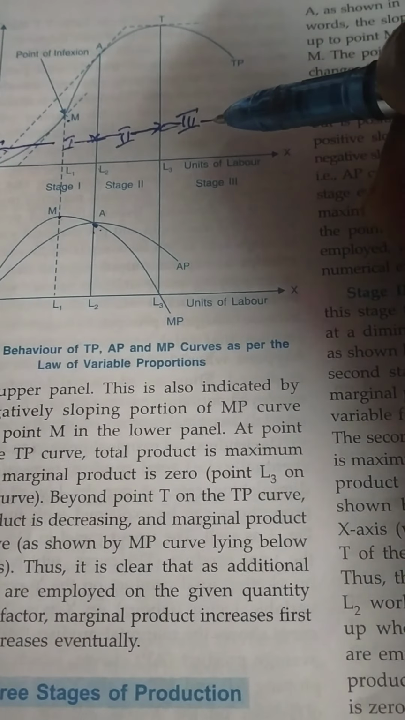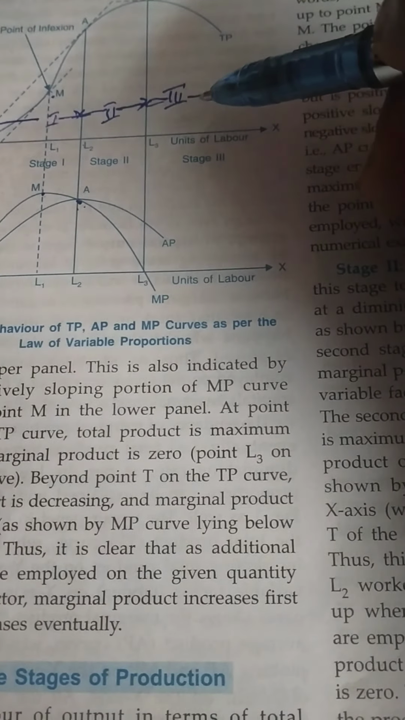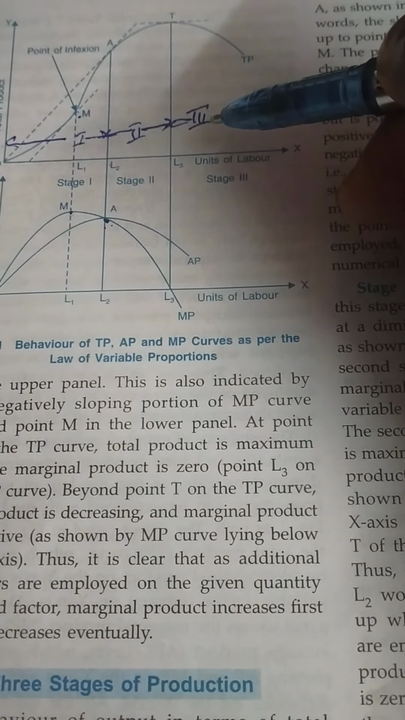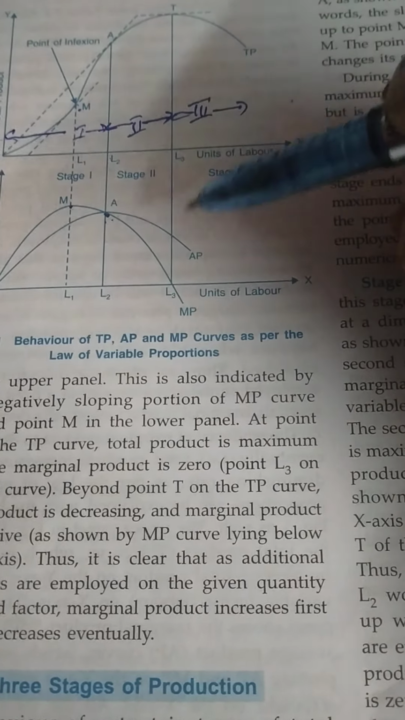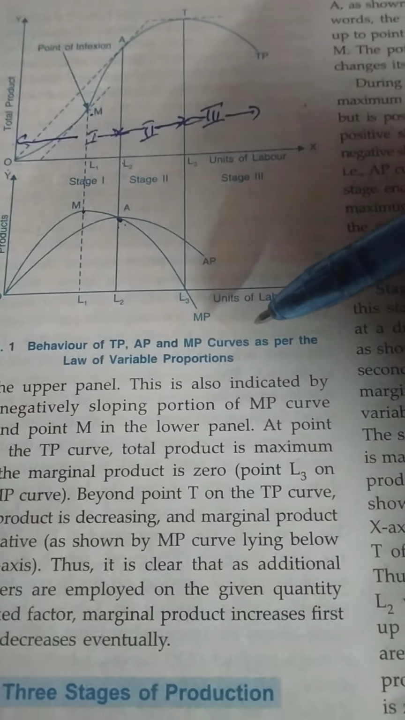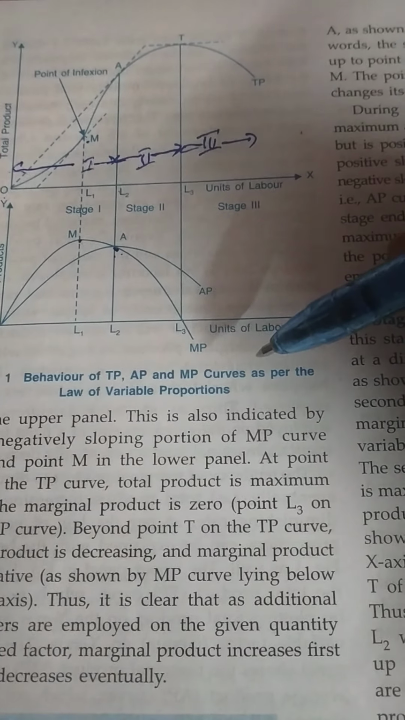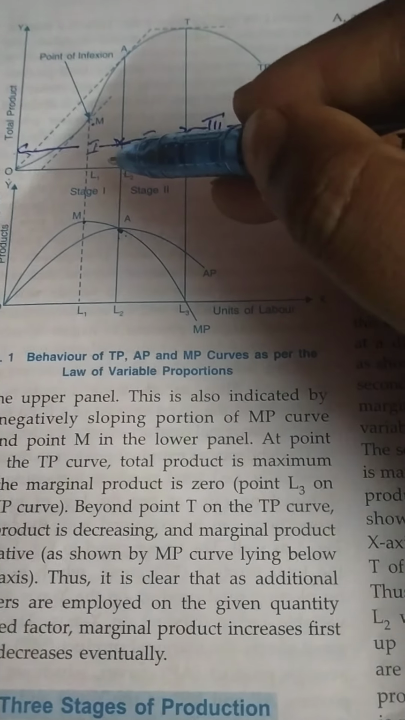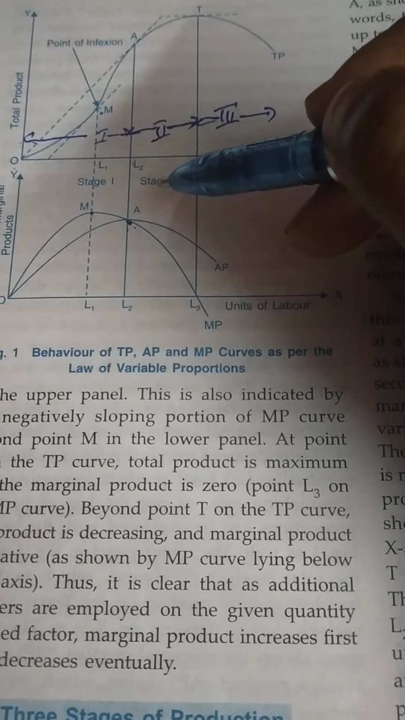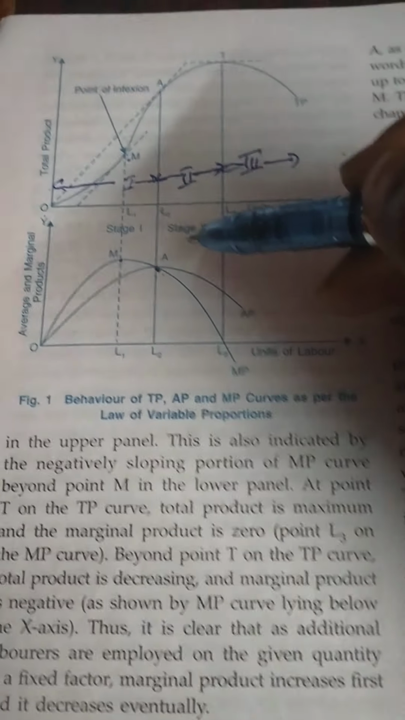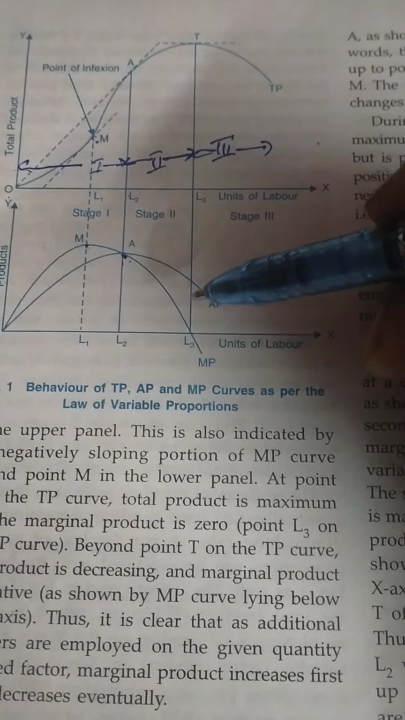Now stage 3 is called the stage of economic nonsense, the stage of economic absurdity. It's very absurd. Why will a rational producer choose stage 3? Here total product is falling, average product is falling, marginal product is becoming negative. So stage 3 will not be chosen. So by the process of elimination, that means the producer is eliminating stage 1 and stage 3, the remaining stage is stage 2, where the rational producer would like to operate. This is about the law of variable proportion.